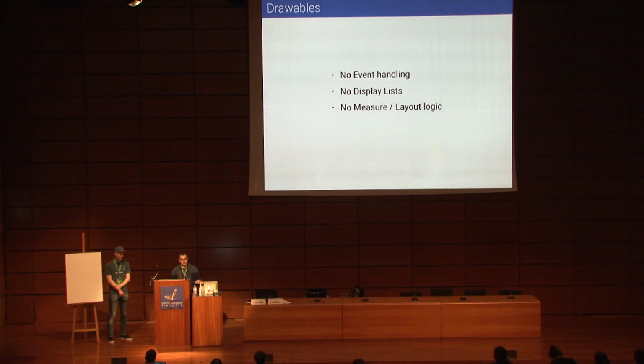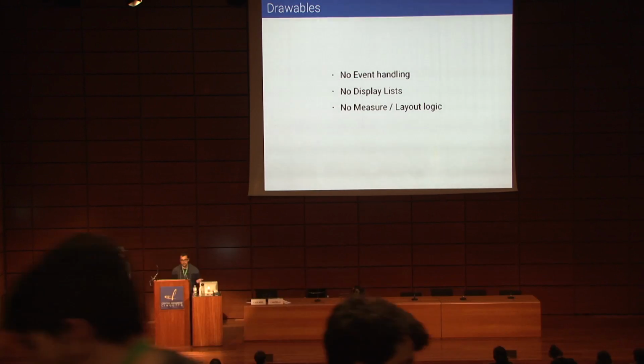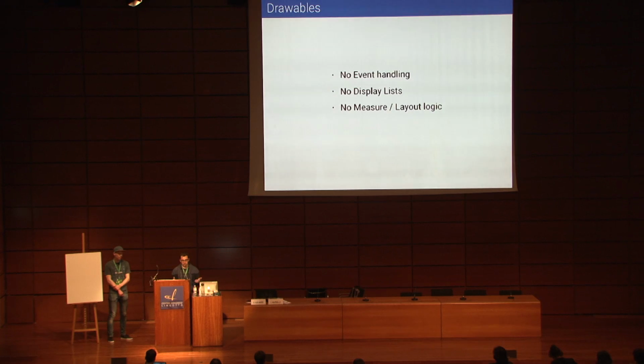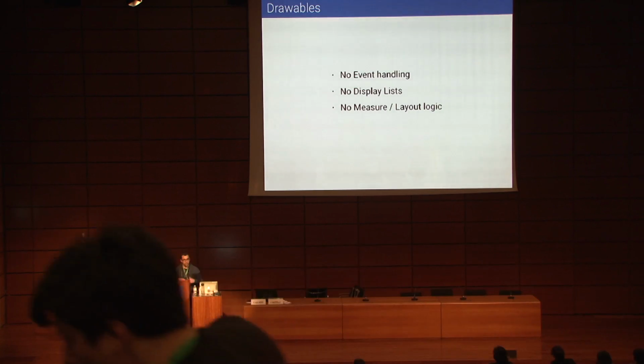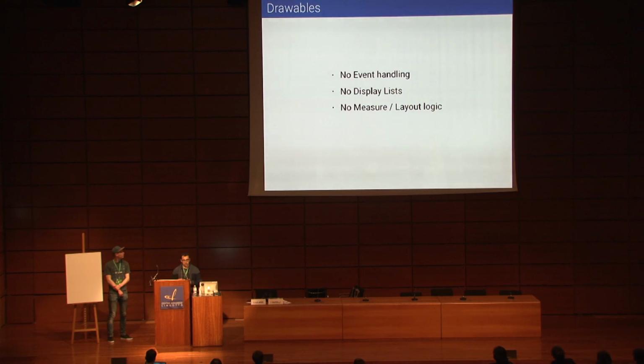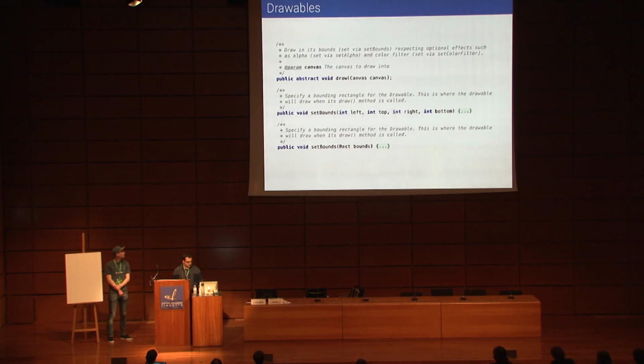So the standard usage of drawables in Android, the one that you probably have done yourself, is backgrounds. All backgrounds for Android are drawables. So the view has its own drawable that is a background. We'll set the bounds of the drawable as the size of the view, and that's it. So let's take a deeper look at what the drawable actually offers us.